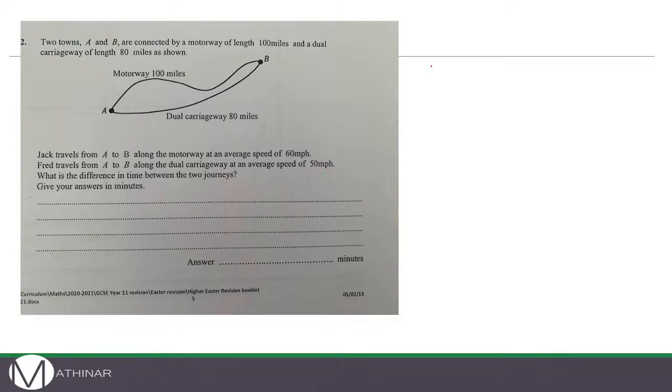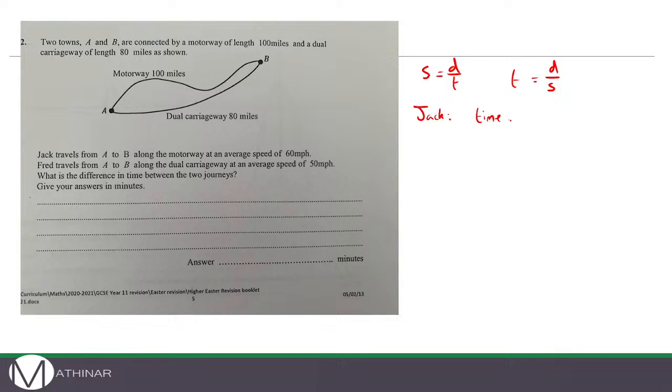Okay, so speed equals distance divided by time. We are after time, so time is equal to distance divided by speed. And we want our answer in minutes. Now we're going to get our answer in hours because of the units, but we'll convert that. So let's start with Jack.